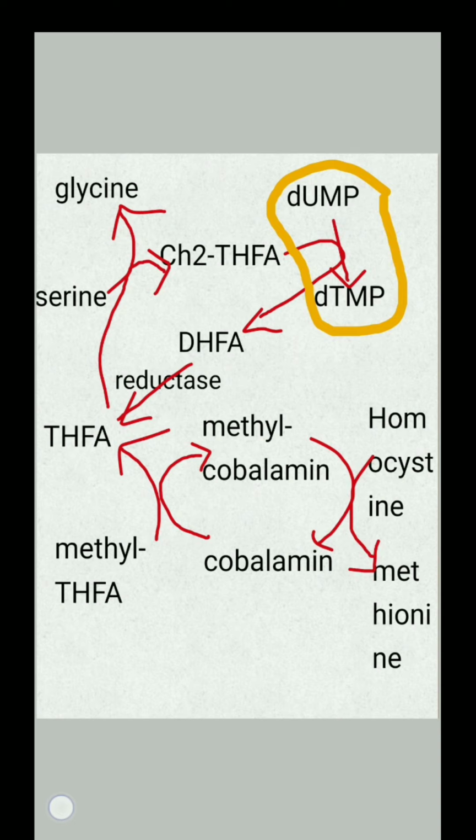So why should we understand this cycle? The best thing about this cycle is we need not remember it. The ultimate aim is that we are getting the CH2 group with the help of tetrahydrofolate and cobalamin so that we can form dTMP. Why should we understand this dTMP formation? Because DNA formation needs thymine.